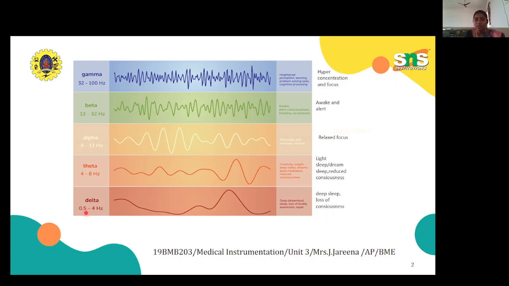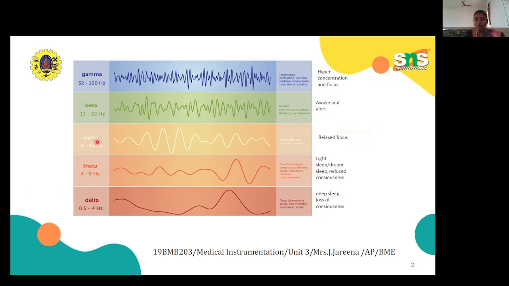If you see the delta, that is 0.5 to 4, it mainly represents the status of a person who has undergone deep sleep, or who is not conscious at all. So if you have delta waveforms, it represents the person having deep sleep or loss of consciousness. And if you measure the brain waves of a person who is having light sleep and reduced consciousness, then we will get theta, with a frequency range of 4 to 8.